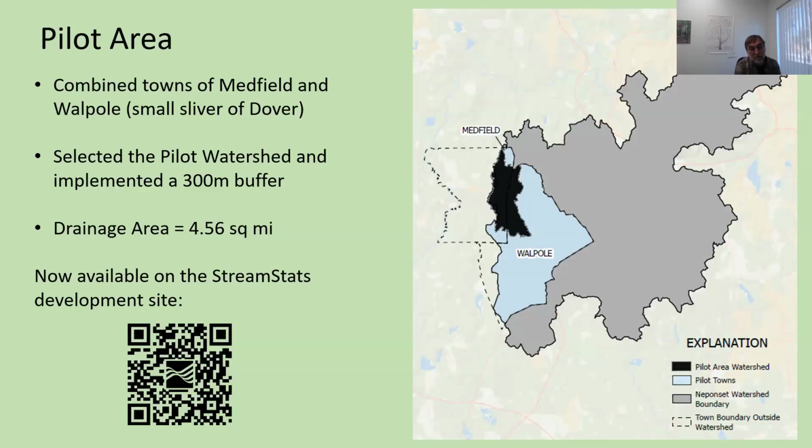We've actually done quite a bit of processing for many of the headwater towns, not just this pilot area, but this pilot area we've taken all the way through from soup to nuts. So it's about a 4.5 square mile pilot area. You can see it in black. And again, it overlaps Walpole and Medfield and a very small sliver of Dover. Next.